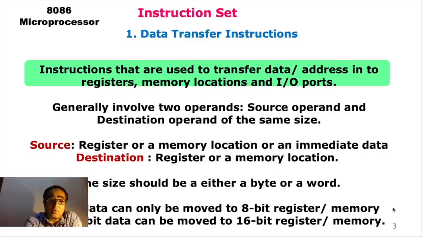Generally, they involve two operands: one is the source operand and the other is the destination operand. Importantly, they are of the same size. So what is a source? It is a register, a memory location, or immediate data. And what is the destination? The destination is either the register or the memory location where the data will be copied into. The size should be either 1 byte or 1 word.